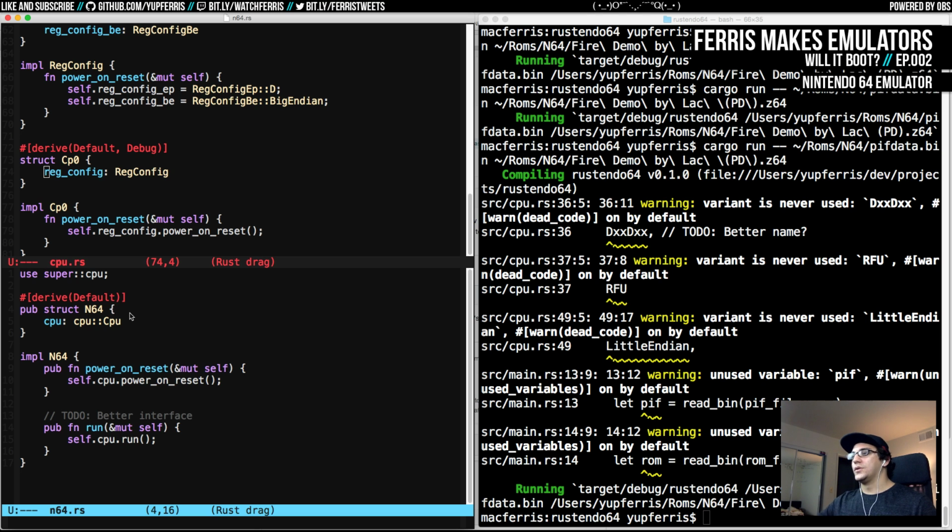This is all part of Rust's whole memory safety thing, and it's really awesome. It's really nice to have. But you do have to think a little bit more about how your objects are structured if you're doing object-oriented programming. And we sort of are in this case.